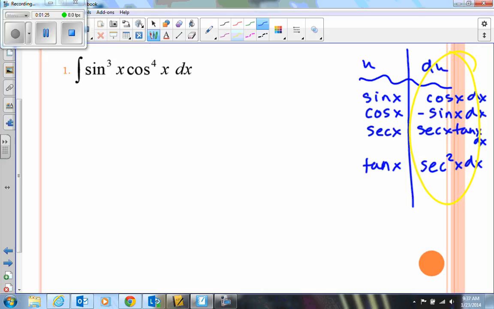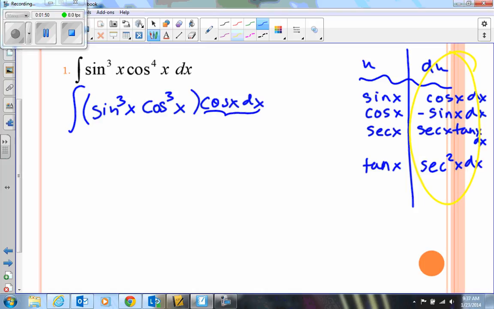So let's look at this first one. What is something that I think I could pull out? We'll just talk about it. Sine? Okay, what about a cosine? Could I pull out a cosine? If I pulled out a cosine, don't write this down, I'm going to be left with cosine cubed and sine cubed. So if I had pulled that out for my du, can I get everything else in terms of sine?